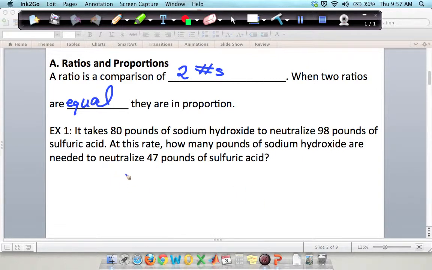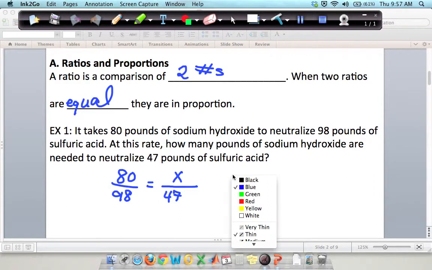So what I'm going to set up is that the 80 pounds of sodium hydroxide is needed to neutralize the 98 pounds of sulfuric acid. Since I have sodium hydroxide on the numerator and sulfuric acid on the denominator, I need to do the same thing over here on the second fraction. So I have 47 pounds of sulfuric acid. That needs to go on the denominator, just like the 98 pounds is the sulfuric acid. And then what I'm trying to find is how much sodium hydroxide I have. So this is the proportion that we're going to solve.